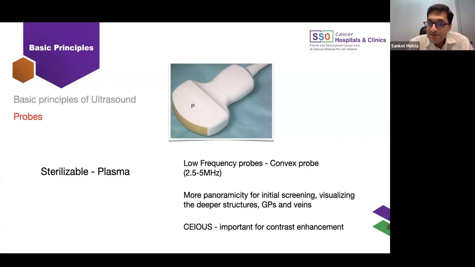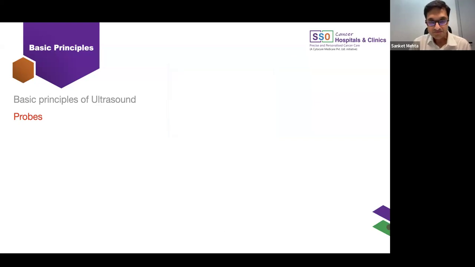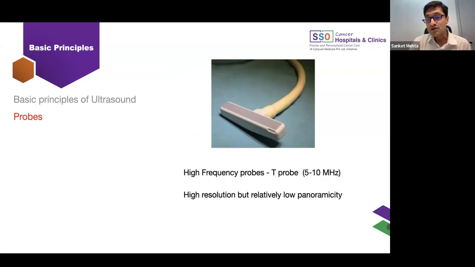It is good for visualizing deeper structures like the glissonian pedicles and the major veins. And it is also good for contrast enhanced ultrasound. Of course, now we have better probes than this, but in the olden days when we did not have dedicated intraoperative ultrasound probes, the convex probe with low frequency was the one used with contrast. We have to remember that all the probes have to be sterilizable for direct contact with the tissues. And Hitachi Aloka, and hence Fujifilm, was the first company to introduce these kinds of probes.